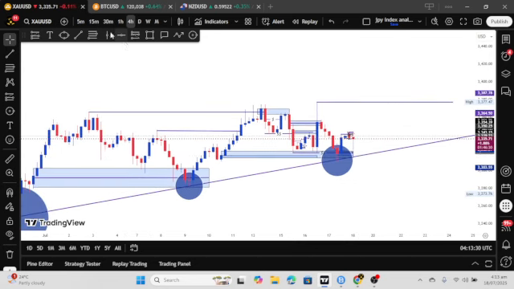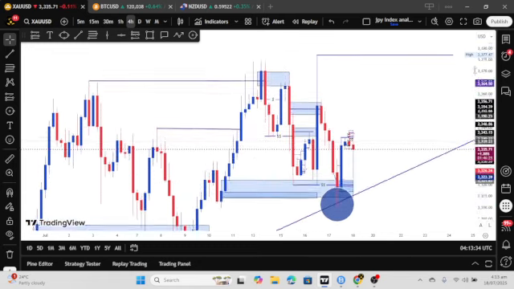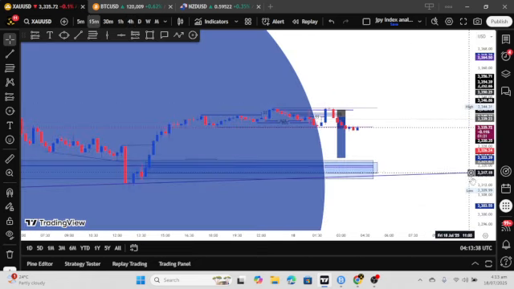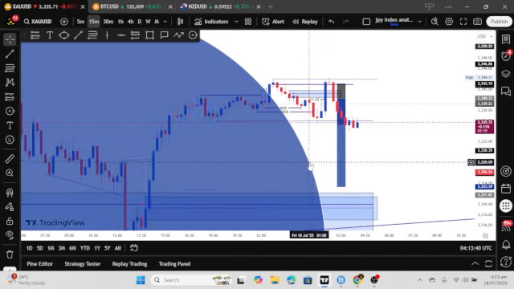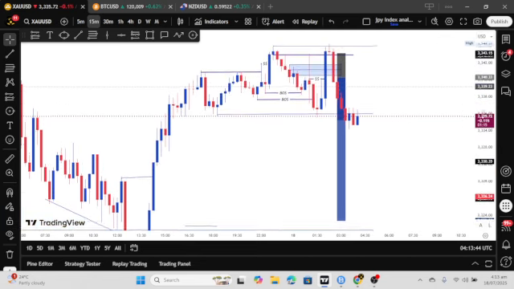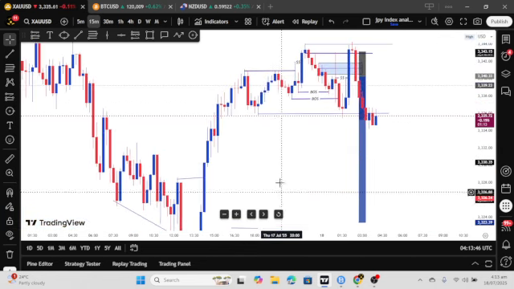Okay, so let's go back to the lower time frame and let's check what we have here. This is the lower time frame. That's the 15-minute time frame, where we'll be getting our entry.